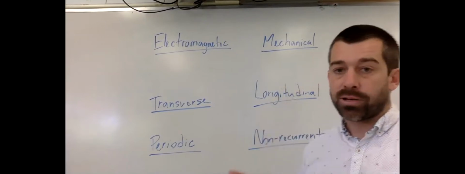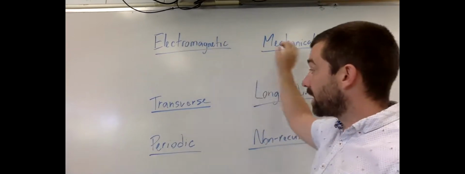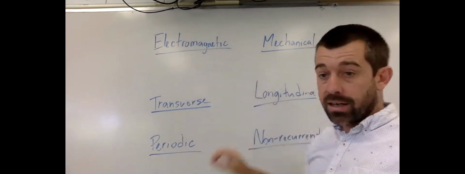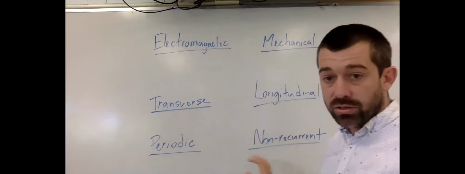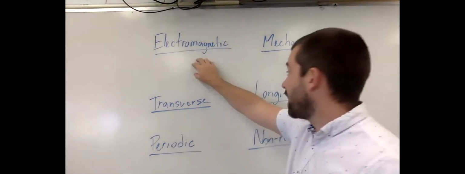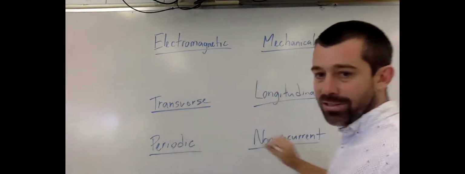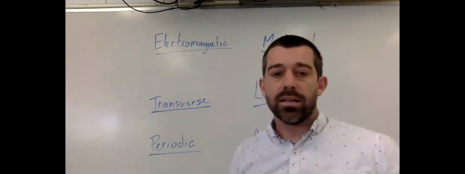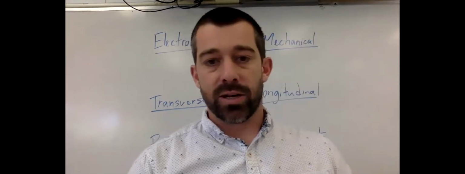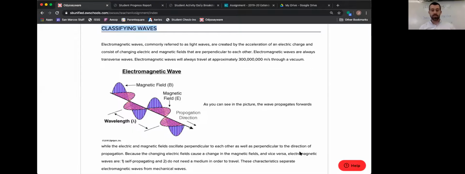Before I do that, I want you to realize these are all like two choices. A wave could be mechanical or electromagnetic, transverse or longitudinal, periodic or non-recurrent, and it can be a combination. So it could be mechanical and longitudinal and periodic, or electromagnetic and transverse and non-recurrent. It just depends on each situation. But those are the words that we're going to be looking at as we work through this.